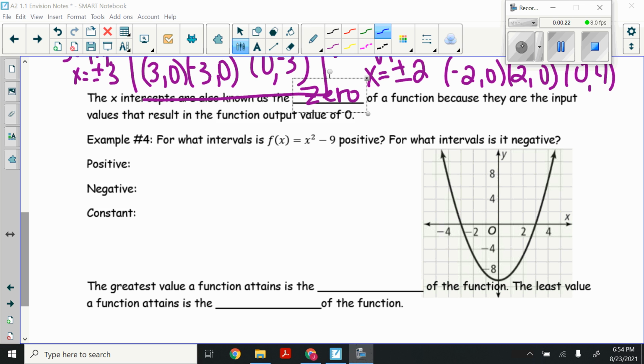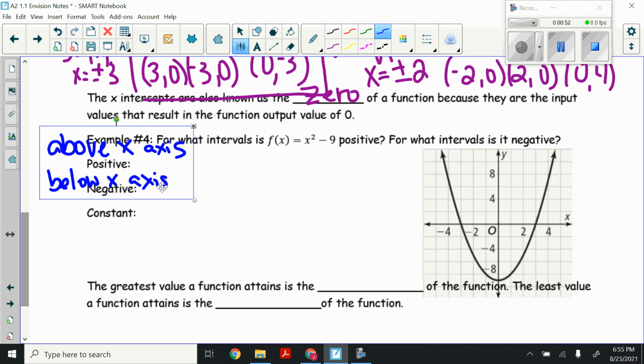Remember that we read a graph from left to right. Positive means where it is above the x-axis. So positive is asking where is the graph above the x-axis. Negative means where is it below the x-axis. And then constant means where is it remaining the same value. So you will have a constant or a horizontal value.